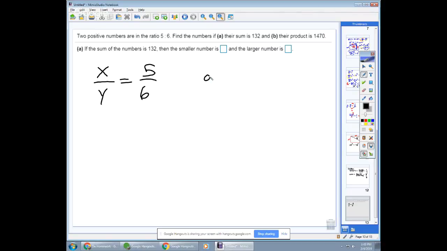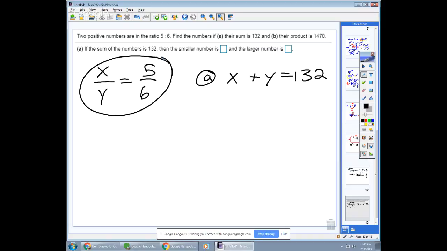Part A says, let the sum be 132. So then they're telling me x plus y equals 132. This is a lot like that Pythagorean Theorem TV problem we just did, except it's a little easier because nothing's squared. And the key is, if I know the ratio between the two numbers, then I can tell you what one number looks like compared to the other by just taking this y and multiplying it up to the other side. So x would be equal to 5/6 of whatever y is.